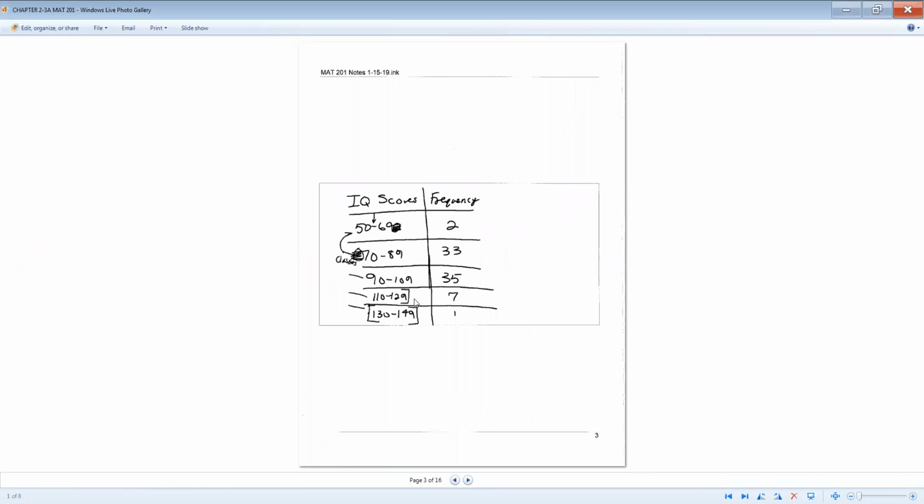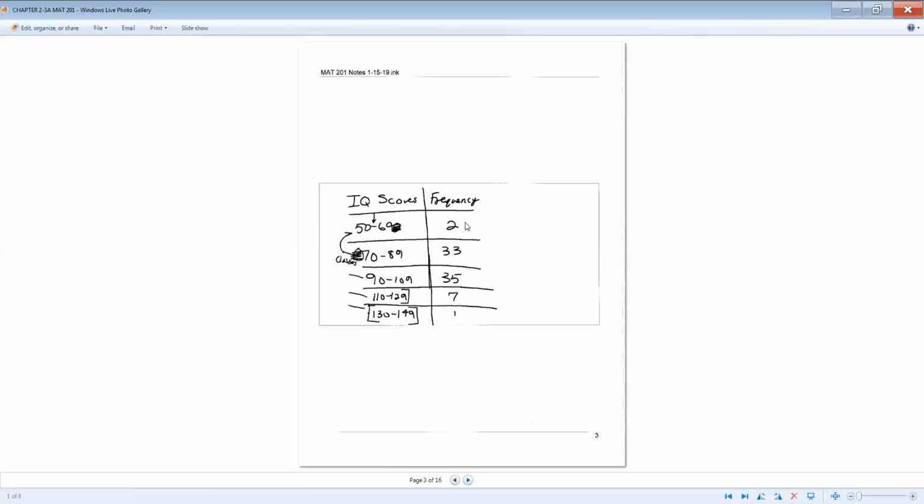So we have this example right here. Each one of these categories are classes. 50 to 69 is a class, 70 to 89 is a class, 90 to 109, 110 to 129, and then 130 to 149 are your classes.